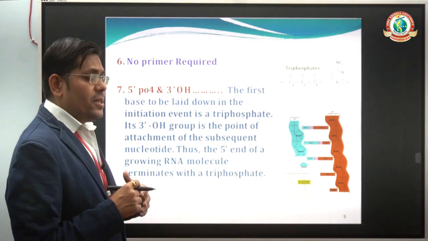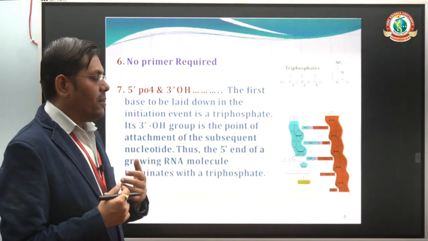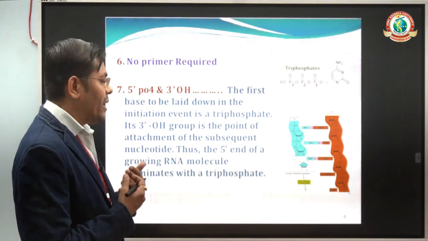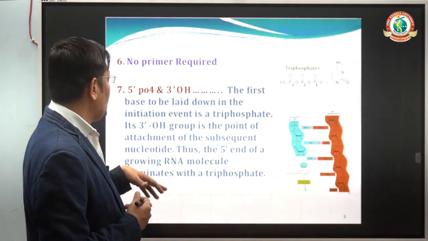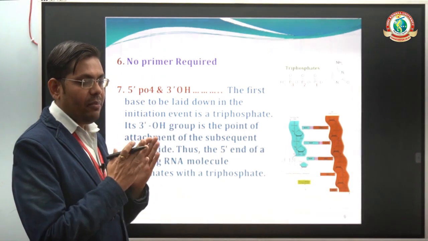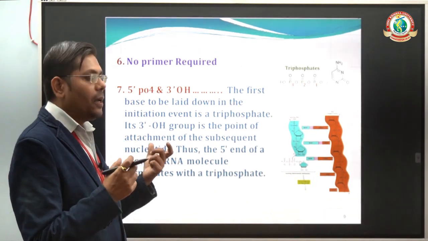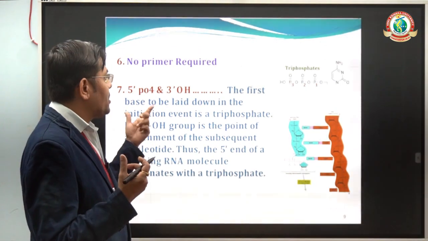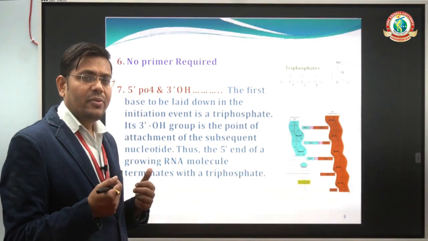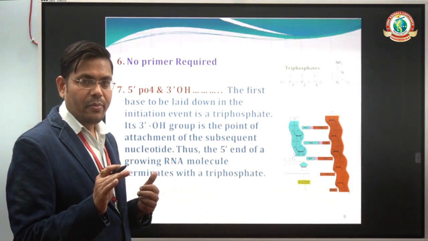Now, what is the requirement? As we have told, there is a requirement of ribonucleotides, CTP, UTP, but there is no requirement of primer. What is the primer? Primer basically is a strand of RNA which is required for the initiation of the process. But in case of transcription, there is no requirement of primer.